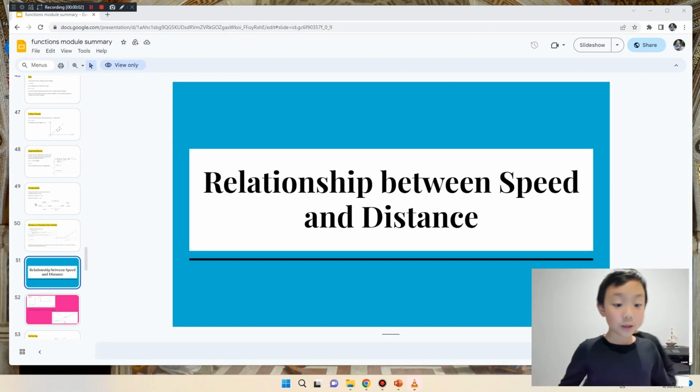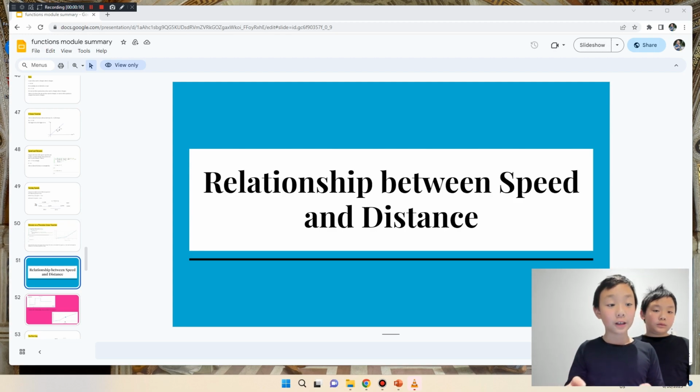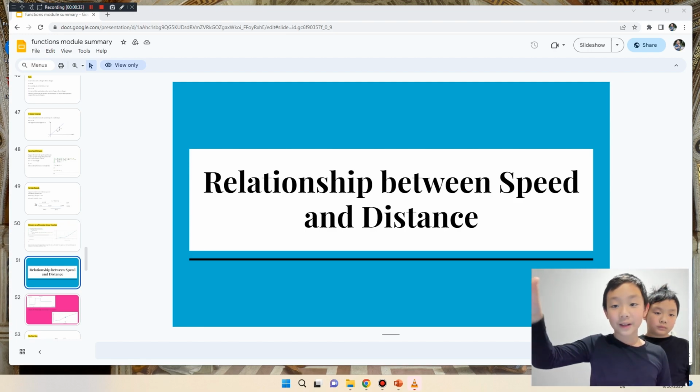So now we're going to be teaching you the relationships between speed and distance. But first, you know how you've been using d equal to vt. But that is assuming that v is a constant speed, like the speed is 3. But now v is going to be a changing speed. So it's going to be like 3, and then 5, and then 2. So it's going to be changing now.